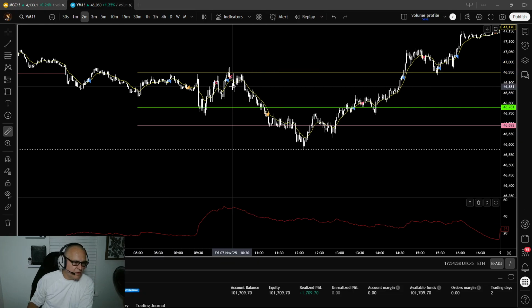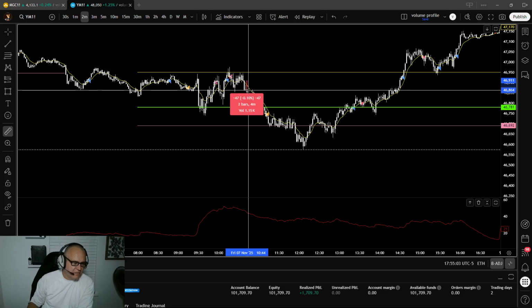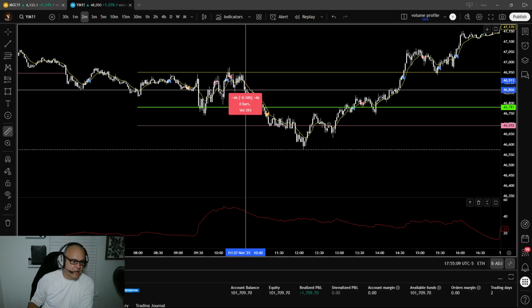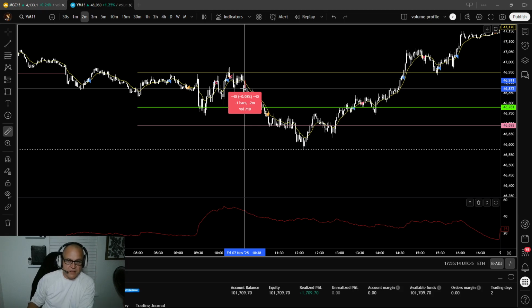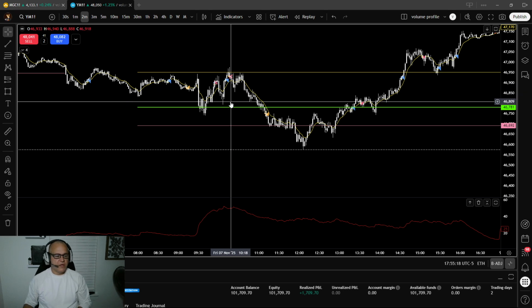We'll grab our ruler and we can just take a look at that candle. How big was it? 47 points. Well, that's a bigger candle than these last six or seven candles right here. So 46 points is going to be one of the larger candles at the moment. So I know that my stop is safe at 50 points.